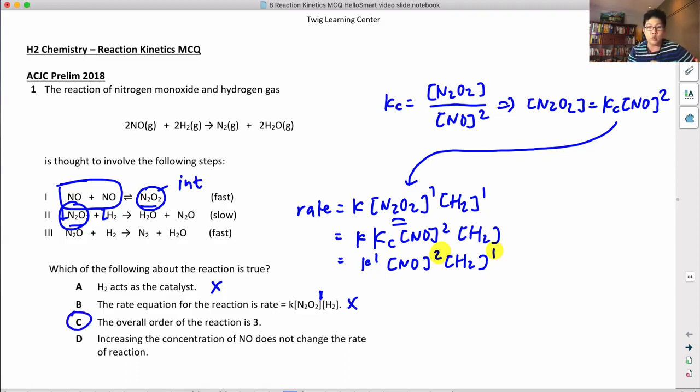Increasing the concentration of NO does not change the rate of reaction. It's not true, because if I increase NO over here, the rate will definitely increase.